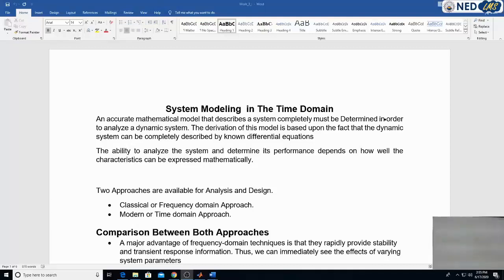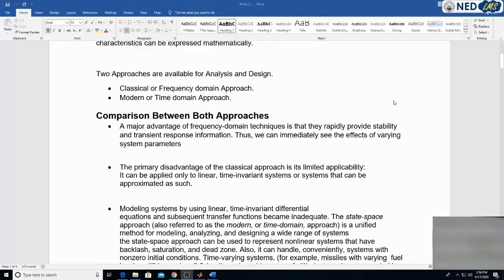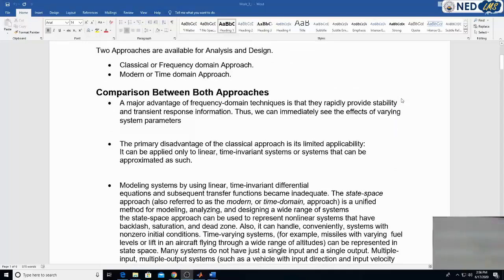Now we can say that there are two clear approaches for analyzing and designing a system, or we can say the modeling of a system. One was the classical or frequency domain approach, which you have studied previously, and from this lecture we will start discussing the modern or time domain approach. In this modern or time domain approach, before moving towards the example and forming differential equations and analyzing those systems, first we must go through a comparison between both approaches: what are the major advantages and what are the major disadvantages of both approaches.